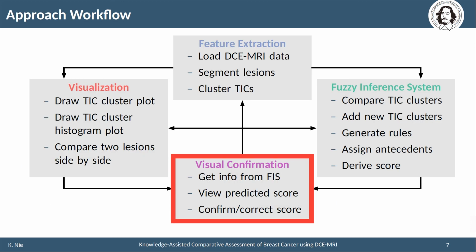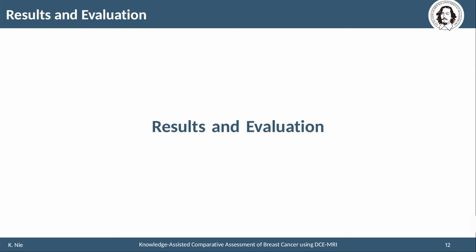We come to the last process, virtual confirmation. In this part, physicians can confirm the result from our fuzzy inference system by using our virtual analysis approach. They can also examine fuzzy rules and compare information of the new lesion with several node lesions. If physicians think the result is wrong, they can replace it. Otherwise, the result will be accepted.